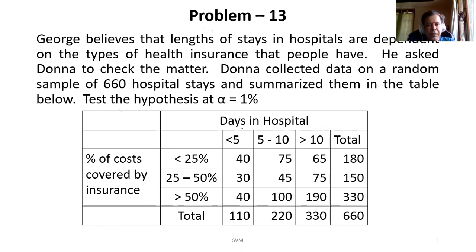Then this data is given, days in hospital, which is from less than 5, 5 to 10, greater than 10. And these are all percentage of costs covered by insurance, which is less than 25%, 25% to 50%, greater than 50%. Then these are all basically frequency, or I can say the data collected by Donna. So it is actually based on her observation she collected. So we call this the observed frequency O.